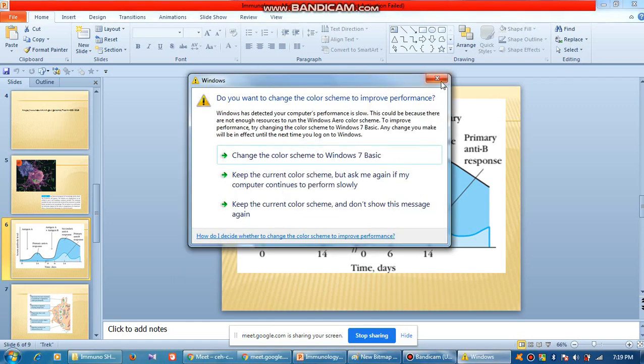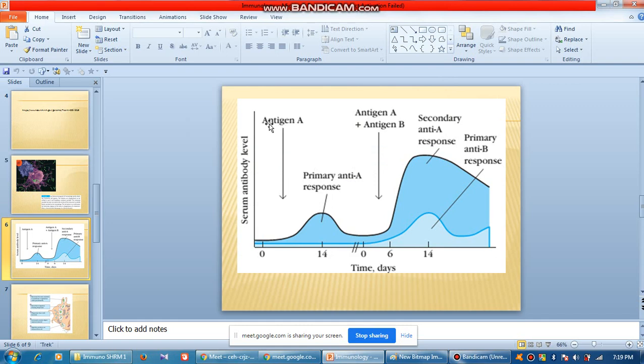Here you see, first it is antigen A. Now when antigen A was there in the blood, initially we found out the serum antibody level. We found the primary anti-A response. Whenever an antigen enters, an antibody is produced against it. The name of the antibody depends on the name of the antigen.